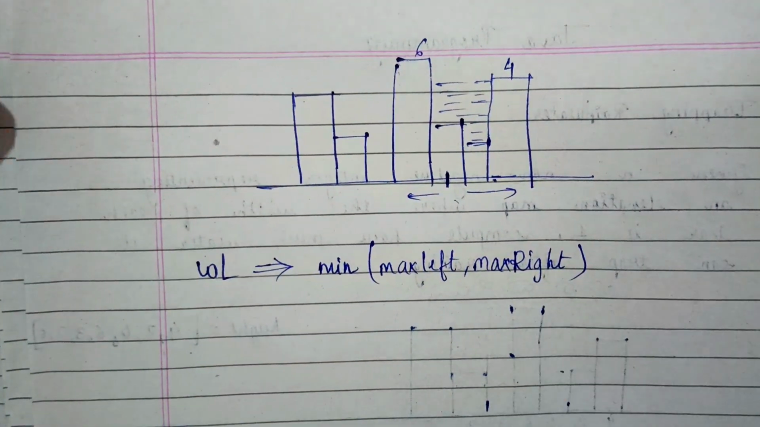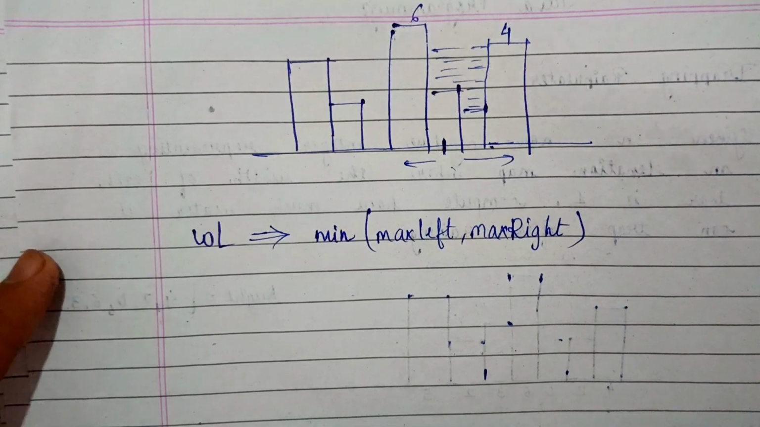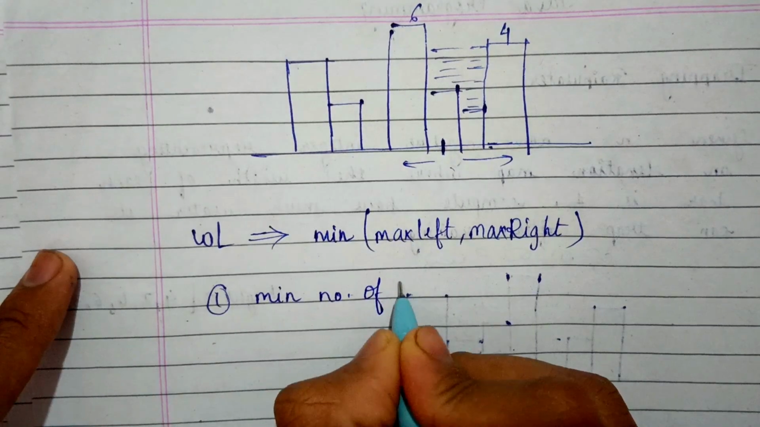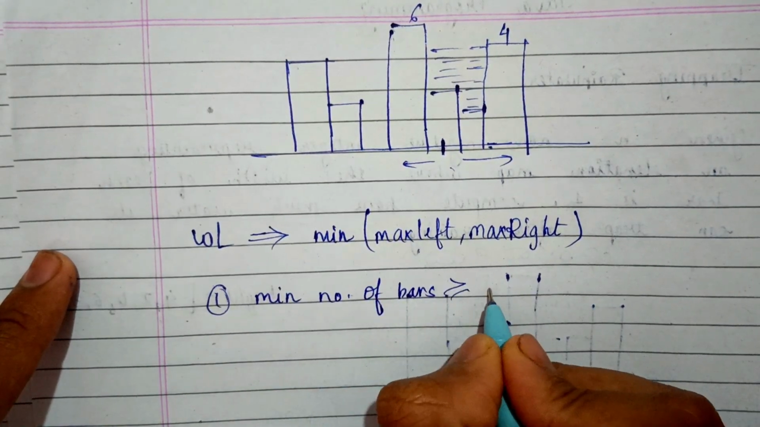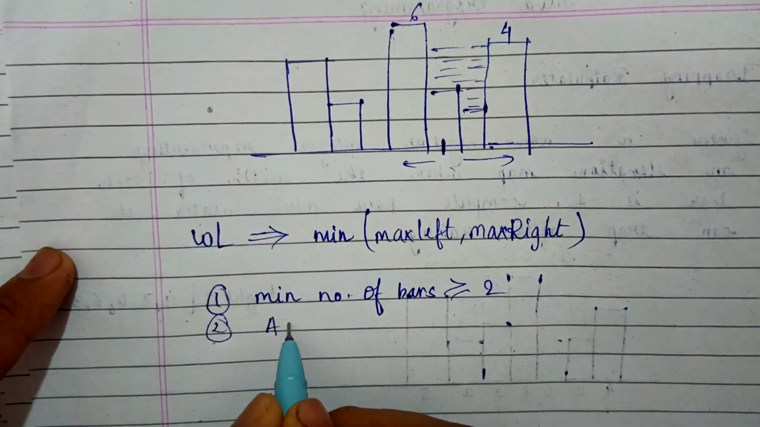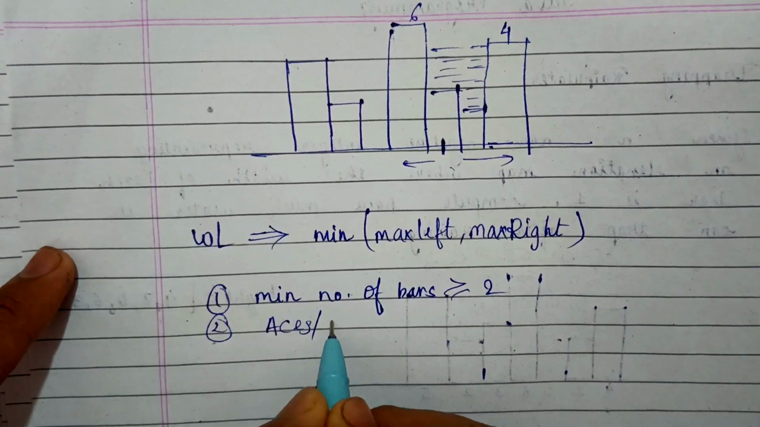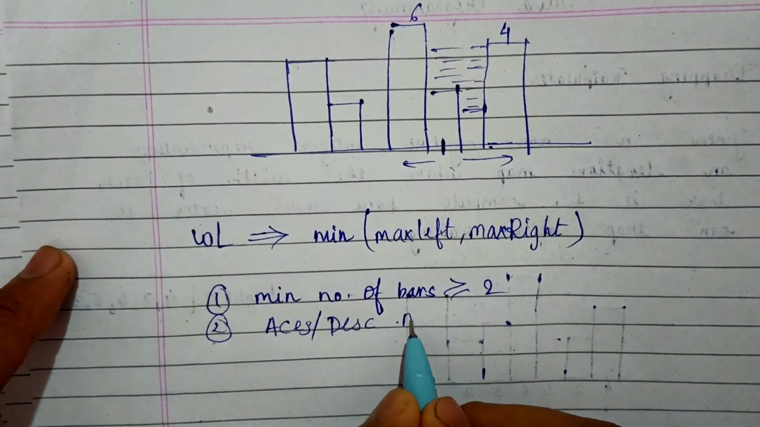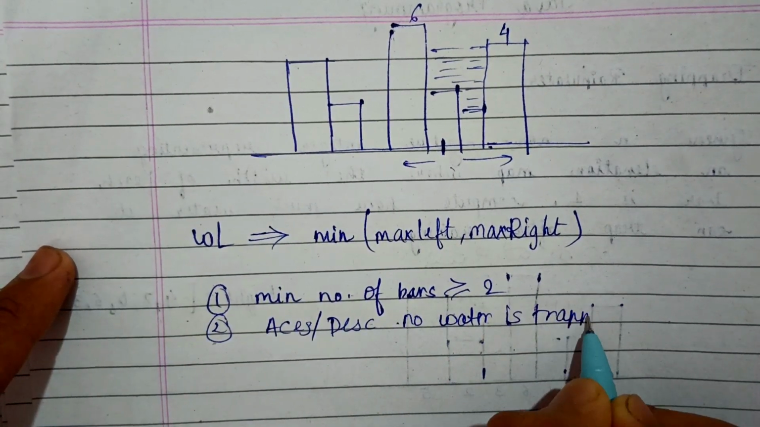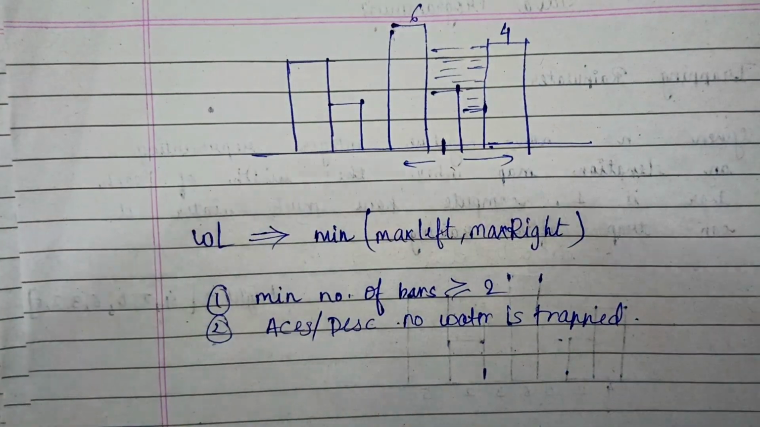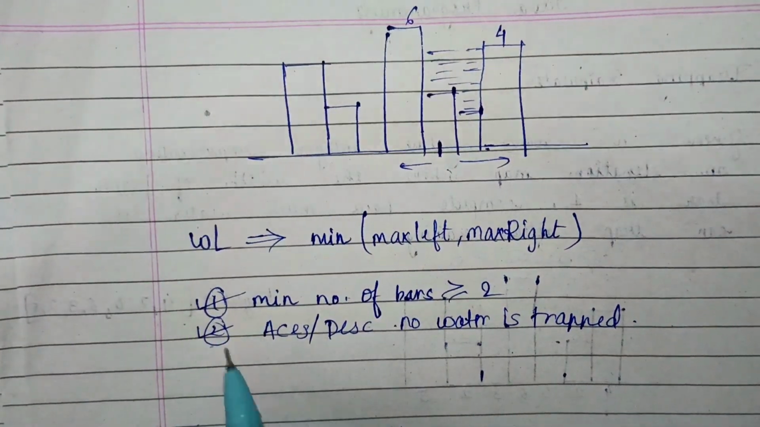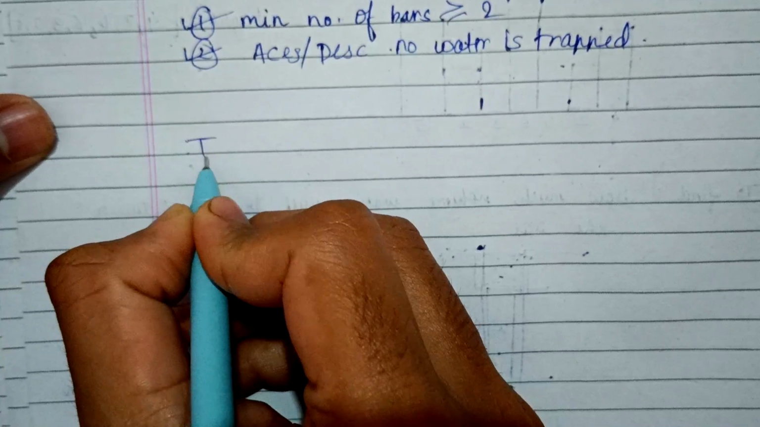And its corner cases will be: the minimum number of bars should be greater than 2. And in ascending bars or in descending bars the water will not be trapped. So we have seen the cases, seen the formula.